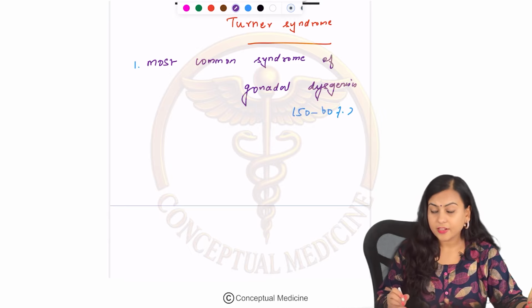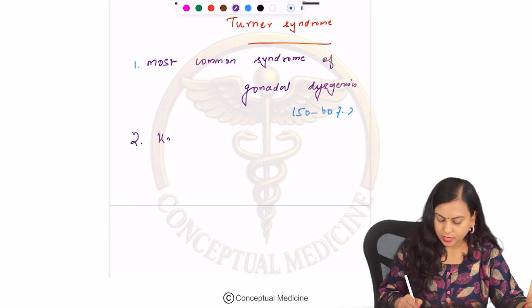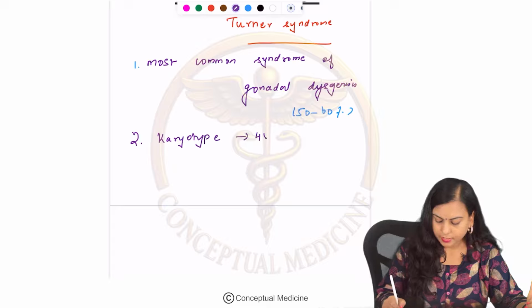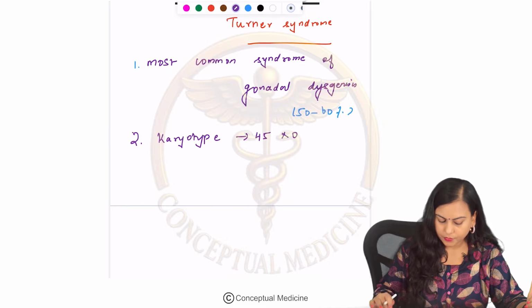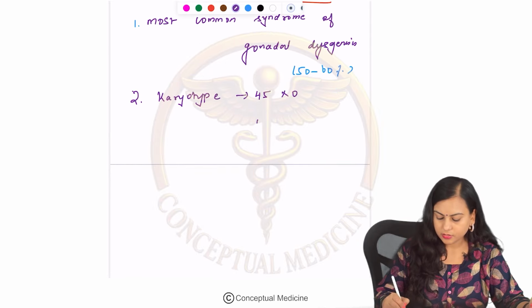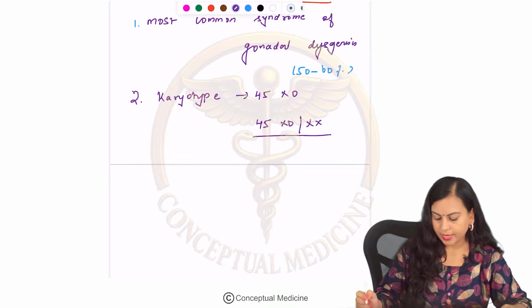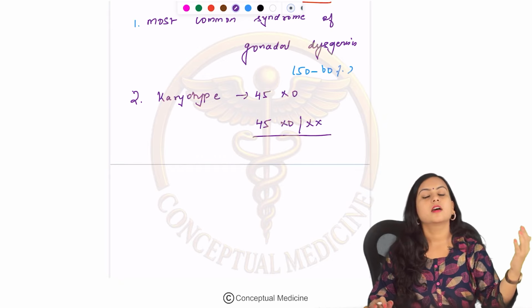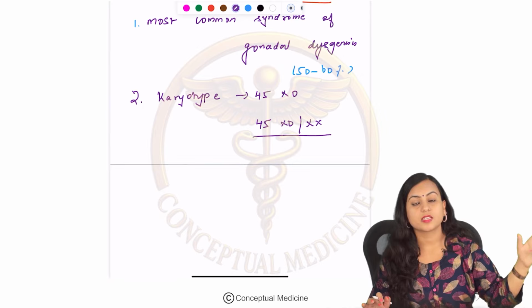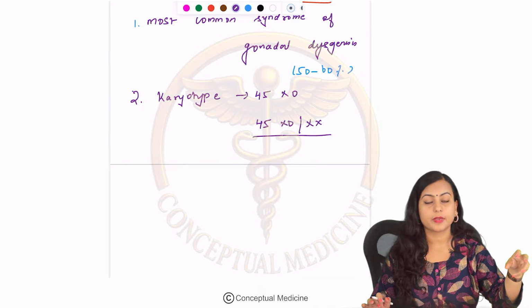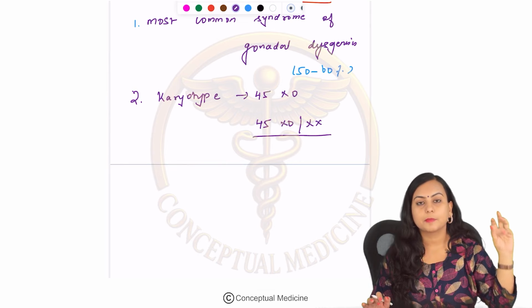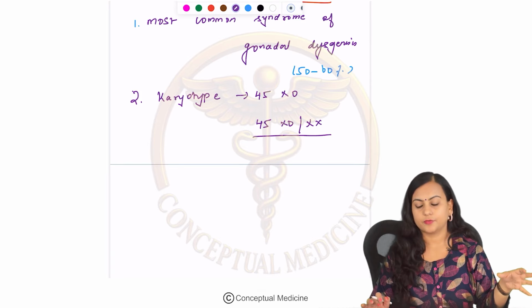And then the karyotype of these patients. Karyotype is going to be 45X0. There can also be mosaic Turner where they will have 45X0/XX. Okay, so in these patients, since some cells are mosaic and some cells have 45X0 karyotype, the features of typical Turner syndrome will not be present, right?